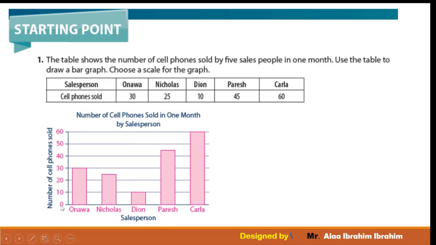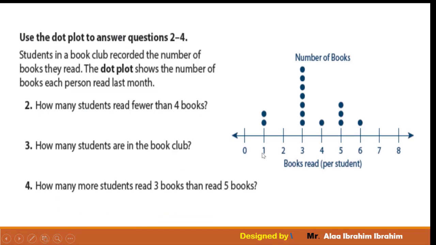I start with 0, 10, 20, 30. I have to make it as a pattern: we add 10 each time and keep the same order. So from here it is 30, I make my bar 30, and the other one 25, and so on. But we have another type, the dot plot.